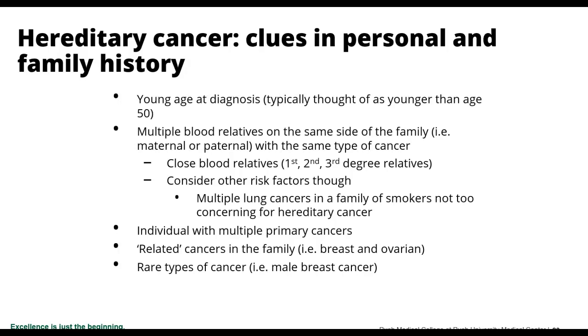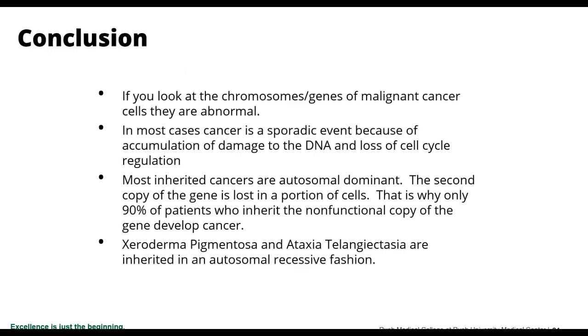Multiple lung cancers in smokers, not as concerning as two young people that had cancer. Individuals with multiple primary cancers, so bilateral breast cancer or breast and ovarian, related cancers in the family, and rare types of cancer, for instance, male breast cancer. So we're going to talk about that more in the next lecture.